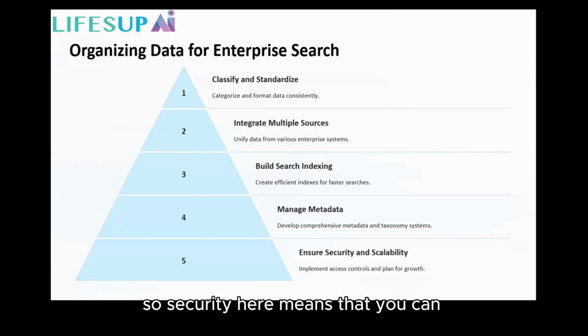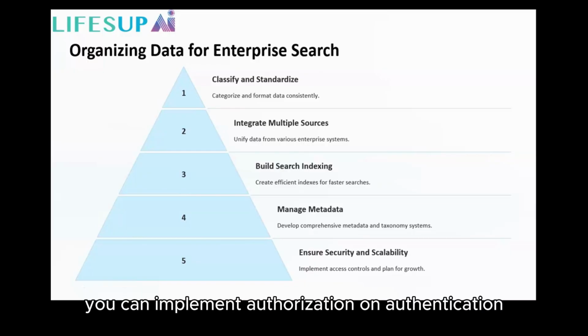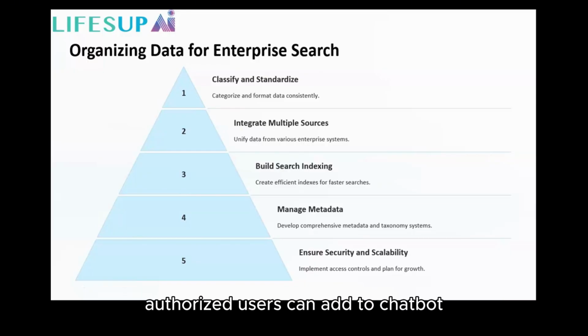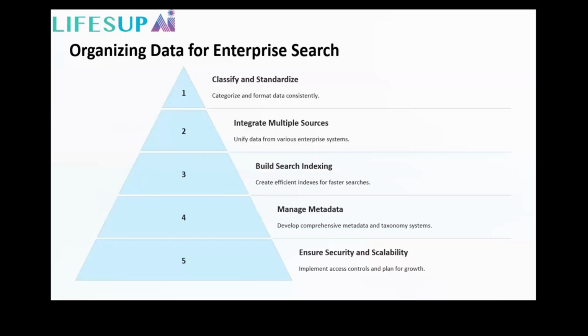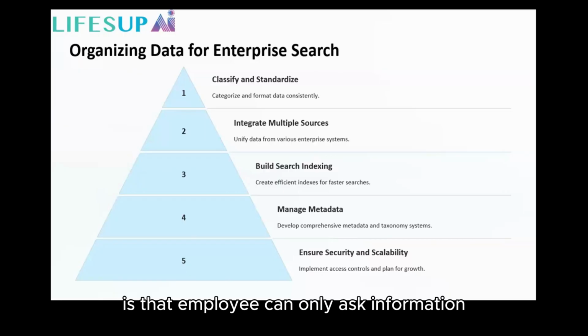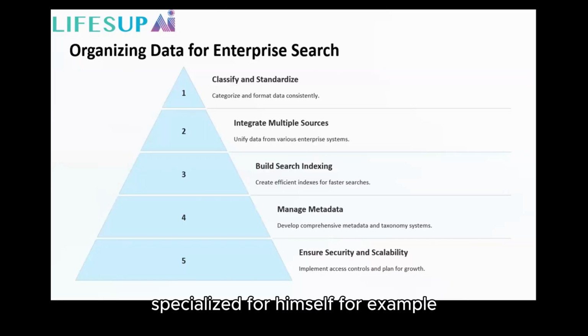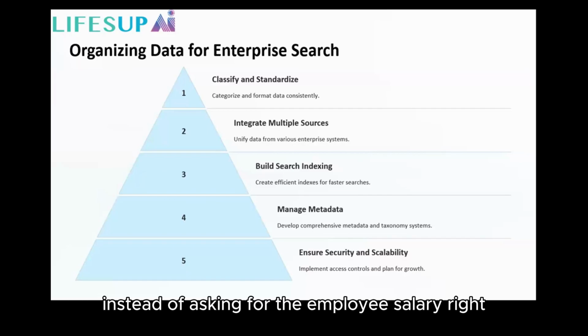Security here means that you can implement authorization and authentication, so that only authorized users can access the chatbot, and they can only ask for information they are authorized to see. For example, information about the company, such as revenue or cost, only the top managers can access, and other employees cannot. Another example is that an employee can only ask for information specific to themselves, for example their own salary, instead of asking for other employees' salaries.